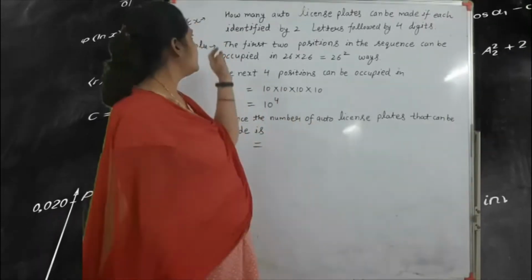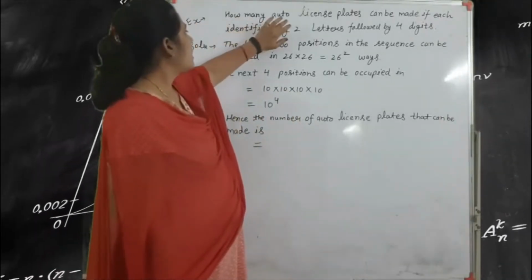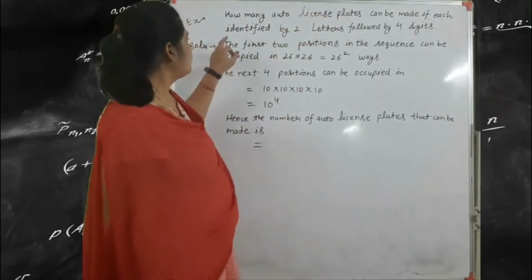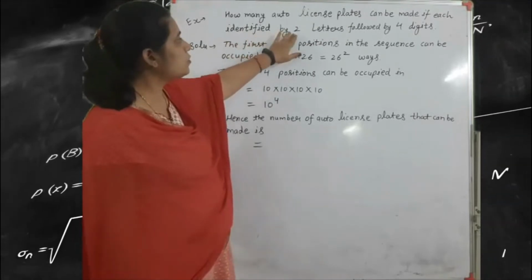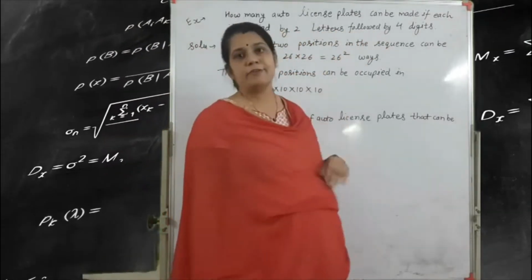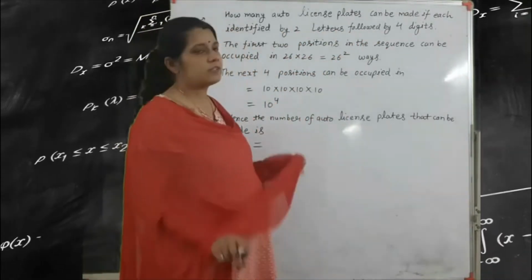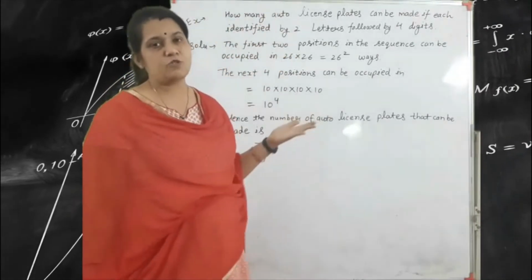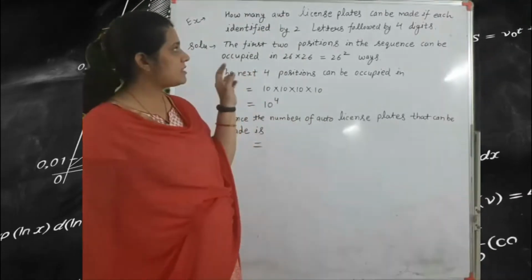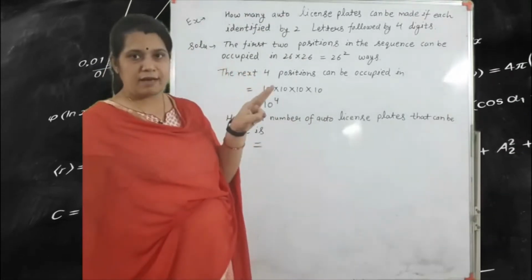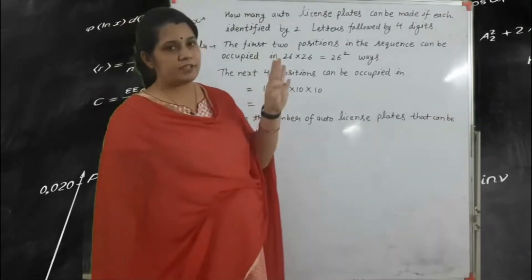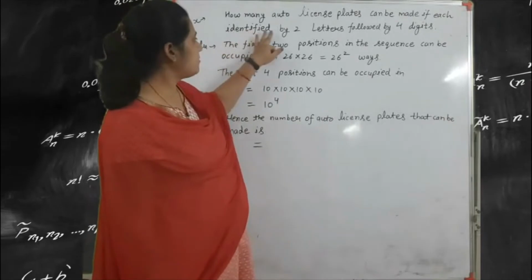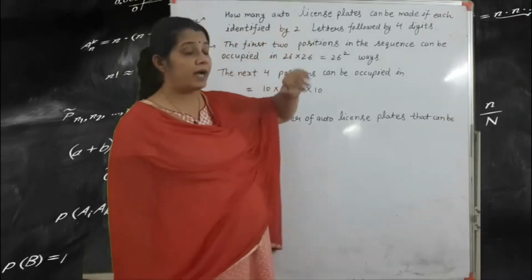The next example is: how many auto license plates can be made if each is identified by 2 letters followed by 4 digits? That means here we find out how many auto license plates. So the number plate is, first we write the 2 alphabets, and after that we write the 4 digits. This is the condition given: identified by 2 letters followed by 4 digits.